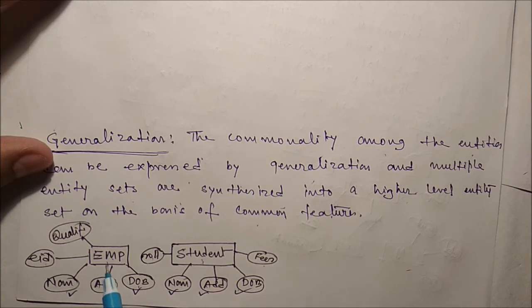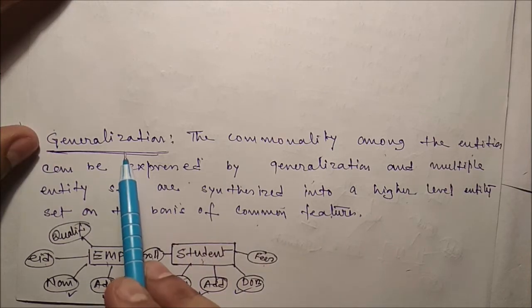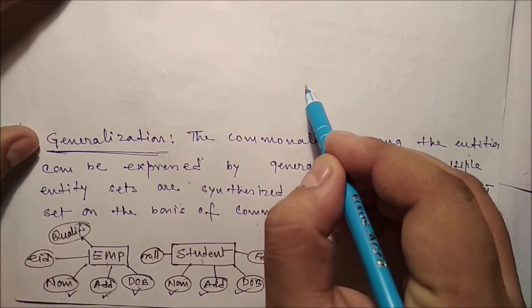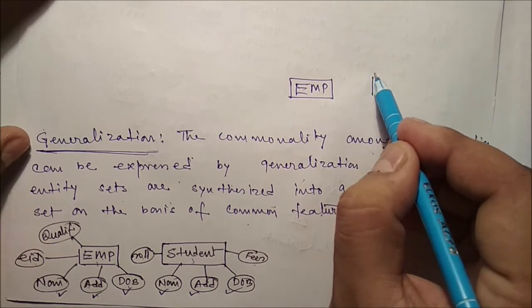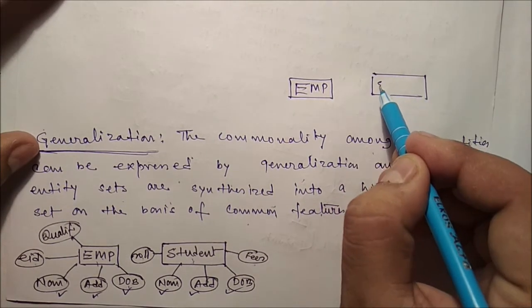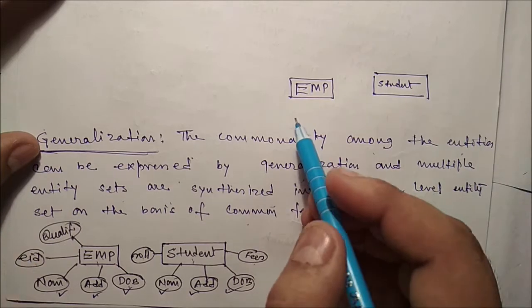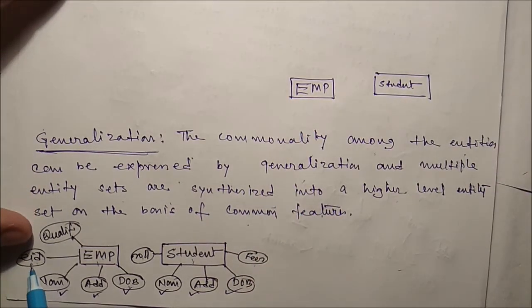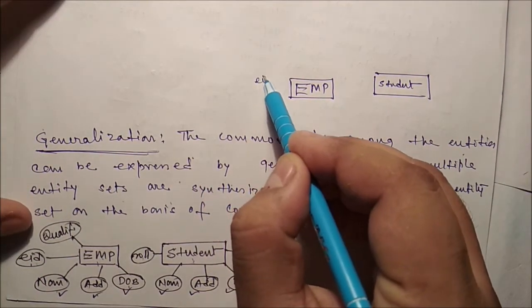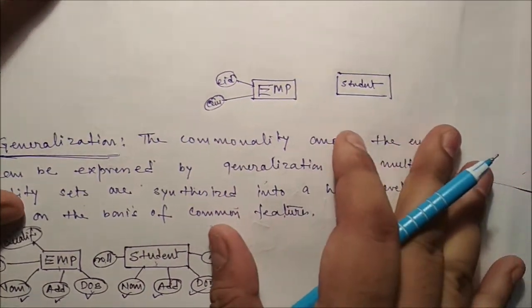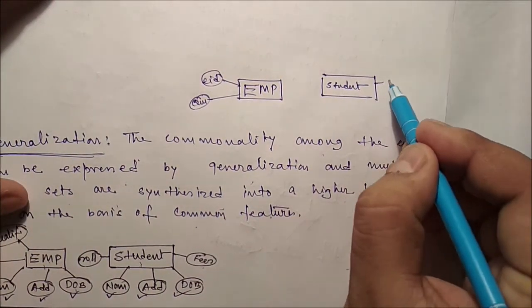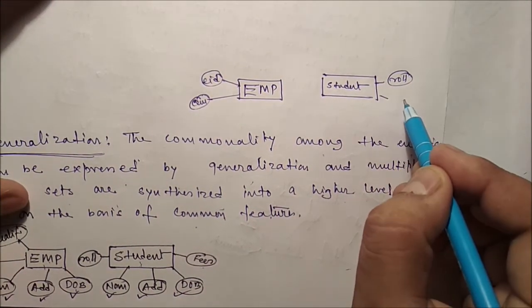Now an employee may be a student, and a student may be an employee. That means here we have to store the information repeatedly. What we can do, we may apply generalization. That means we have an employee table and a student table. So here in employee, the difference is employee ID and qualification. And here the difference is roll number and fees.